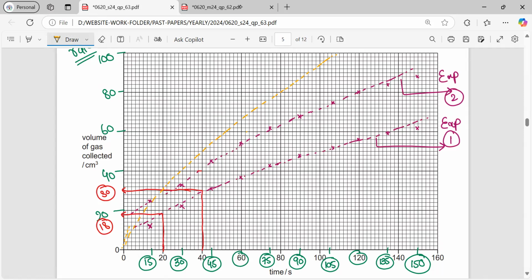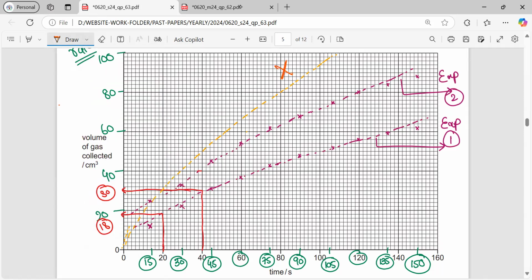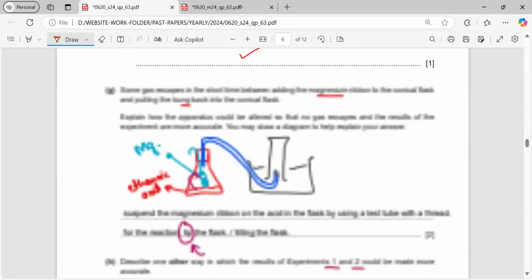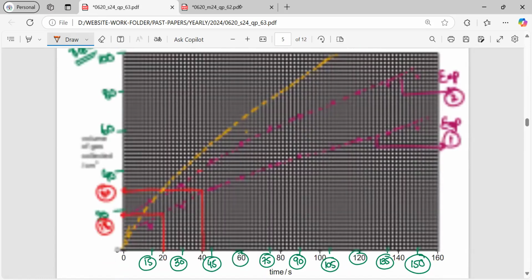And you will label it as X. This is the X line. Okay, and this question is complete. We'll do the rest of the questions in the next video.